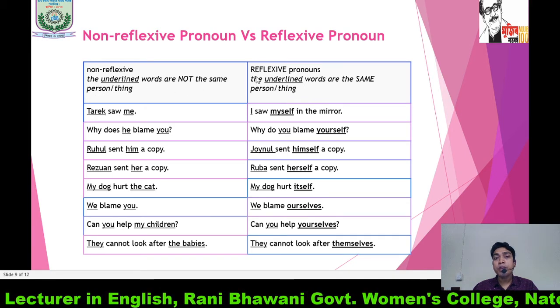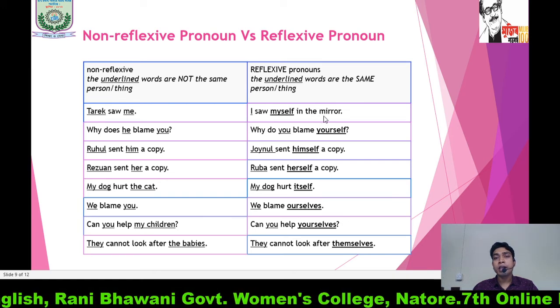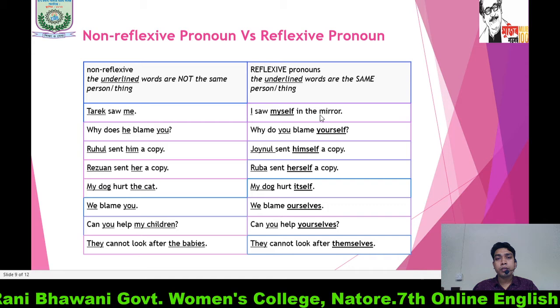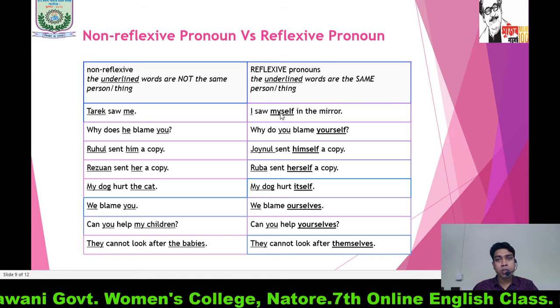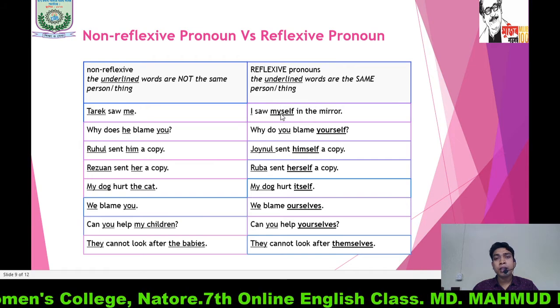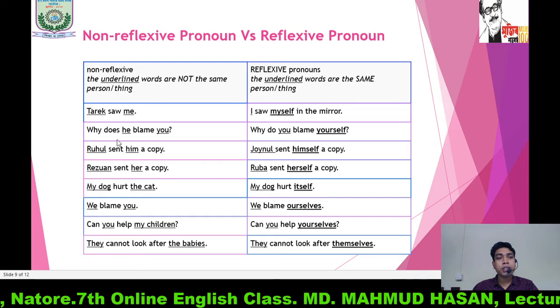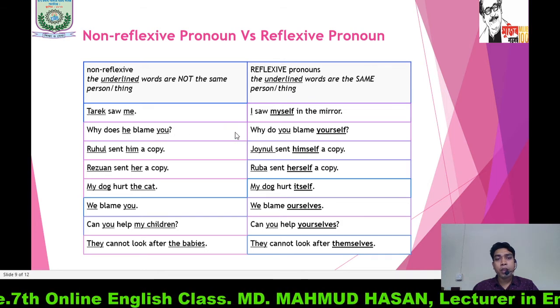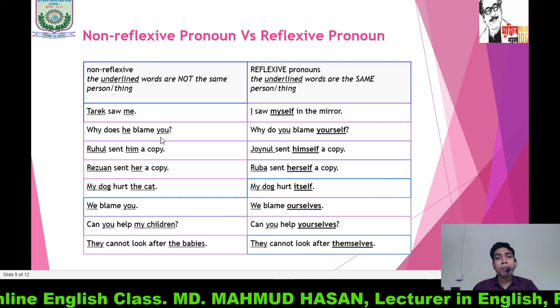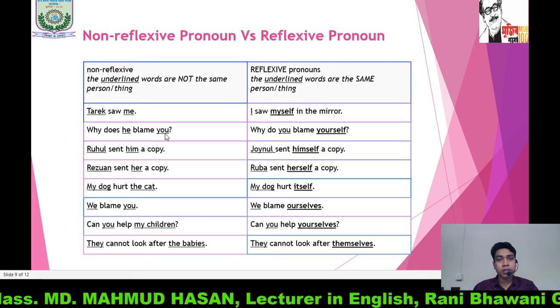But in case of reflexive pronoun, I saw myself in the mirror. Myself is a reflexive pronoun, and it is basically the reflection of I. In the second sentence, why does he blame you? He and you both are different persons.